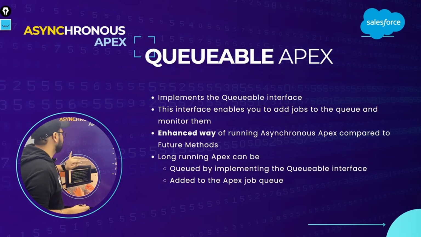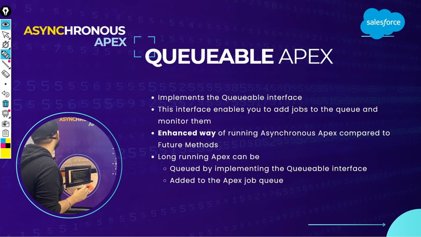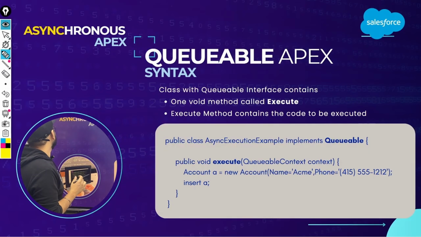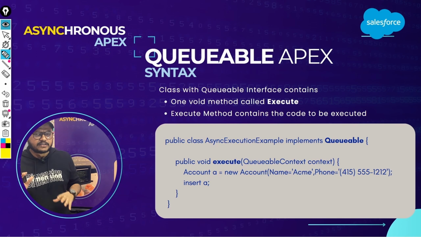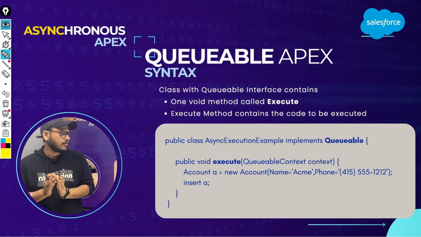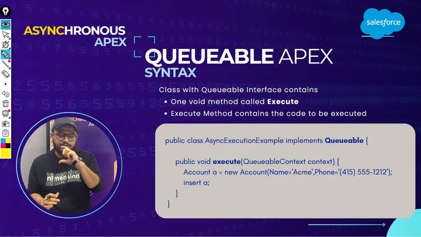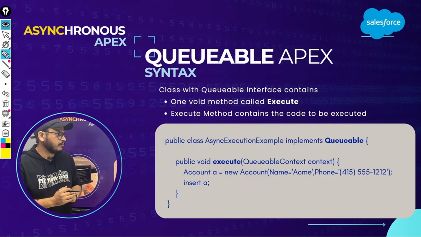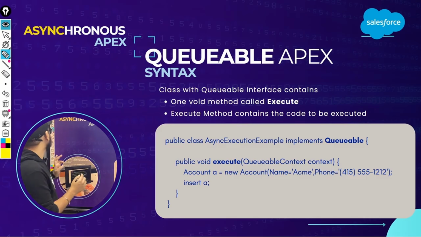All right. Now, we will have a quick look at the syntax for this. The syntax for Queueable Apex is slightly different as compared to future method. Future method was just a method, and all you had to do was add the future annotation before that method. In Queueable Apex, you define it as a class because you'll have to implement the Queueable interface. So you define it as a class, and the syntax is like this.